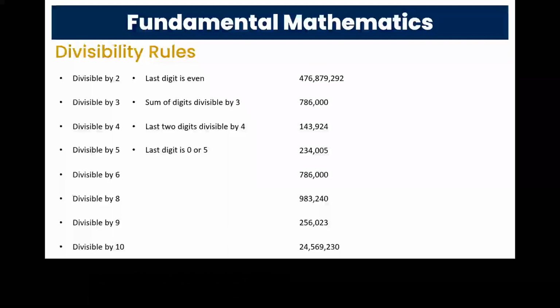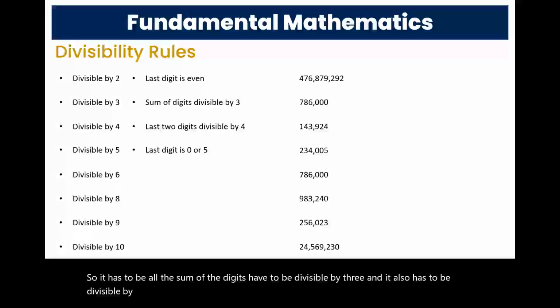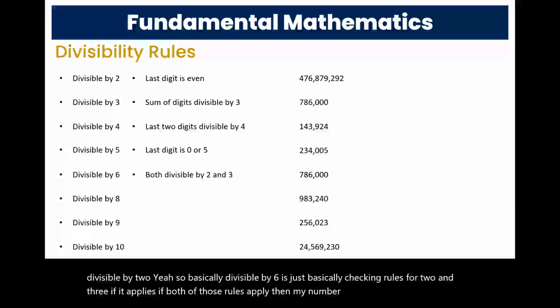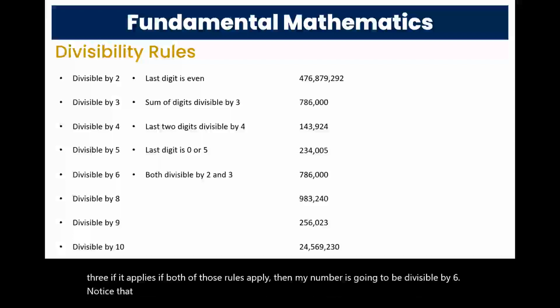So the sum of the digits has to be divisible by 3, and it also has to be divisible by 2. Basically, divisible by 6 is just checking the rules for 2 and 3. If both of those rules apply, then my number is going to be divisible by 6. Notice that there is no rule for divisible by 7, because 7's a weird, freaky number. It doesn't have easy, simple divisibility rules.